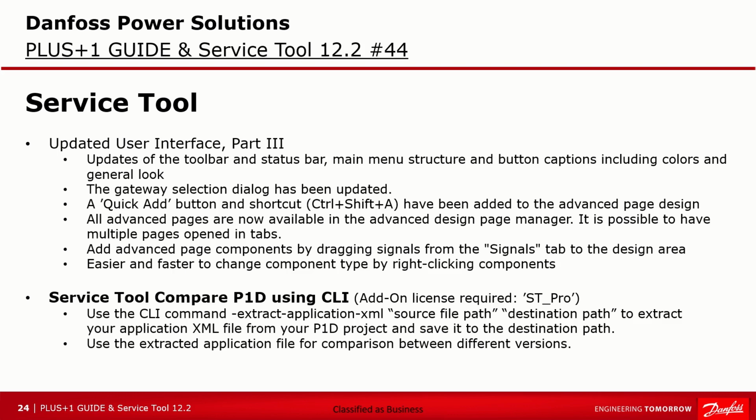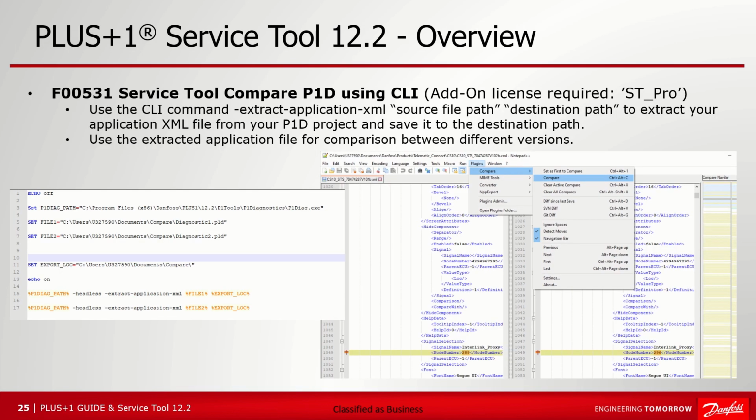Another feature in Service Tool version 12.2 is Service Tool Compare P1D using CLI, the command line interface. So the first solution of this feature integration is to give the possibility for the user to compare two Service Tool diagnostic files called P1D, and this first version uses the command line interface. So via commands you are able to extract two Service Tool application, short called P1D, files to an XML file and store these files on your local disk. These XML files can be used in a text editor like Notepad++ to compare the two files.